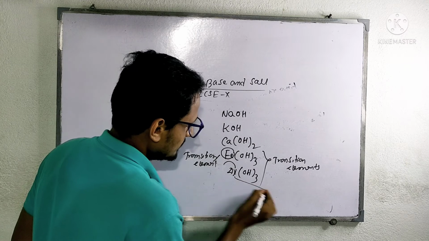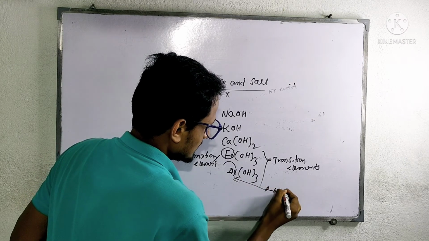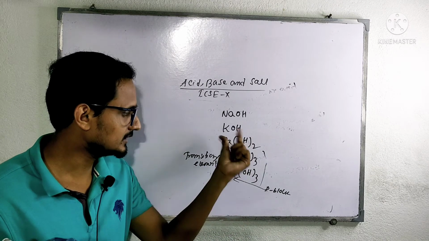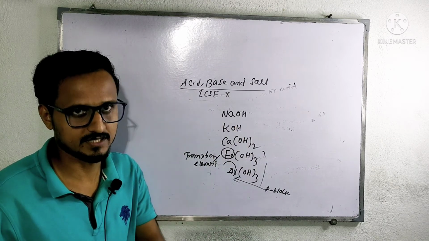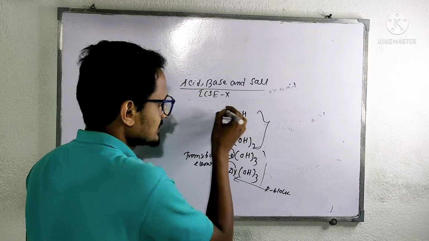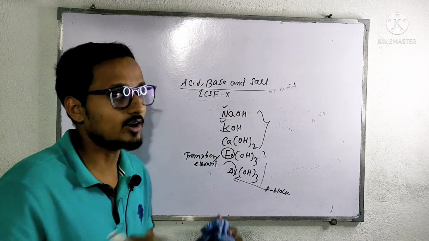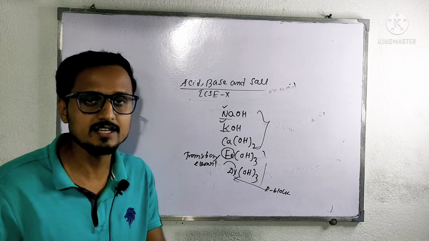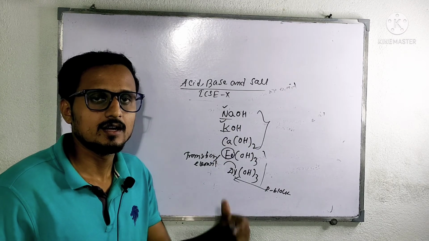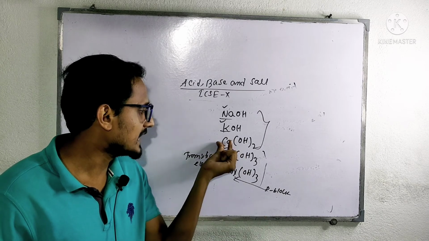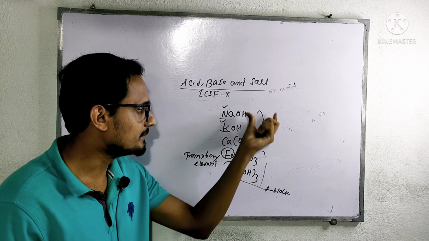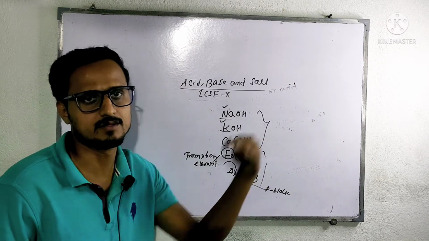And aluminium is from the P block, so they are not actually alkali and alkaline earth metals. Sodium and potassium are alkali metals, in group number 1 of the periodic table, and calcium is an alkaline earth metal. So these are the bases of alkali and alkaline earth metals.